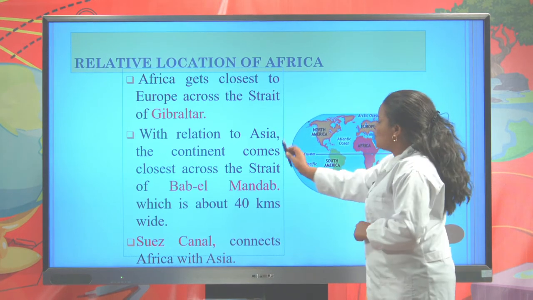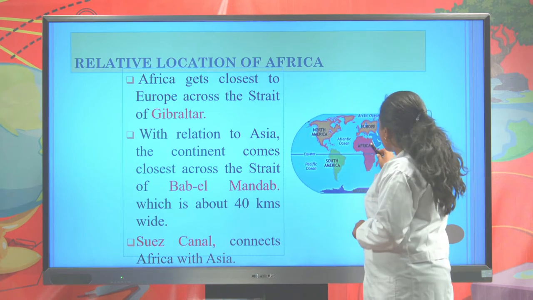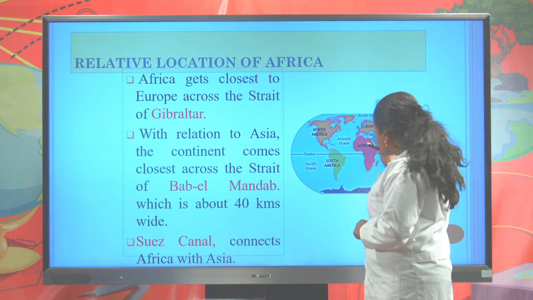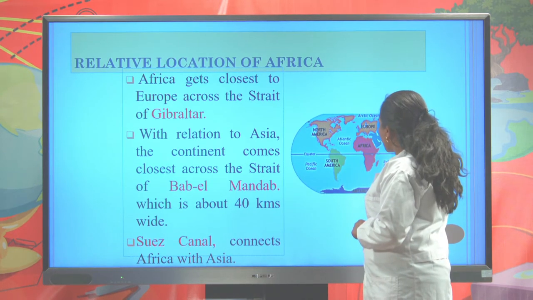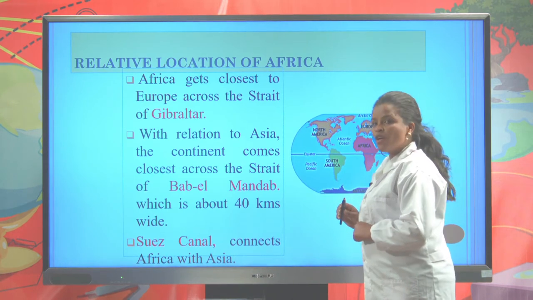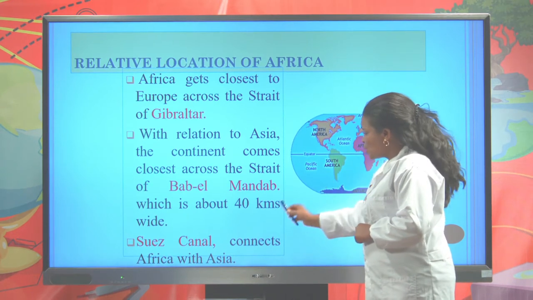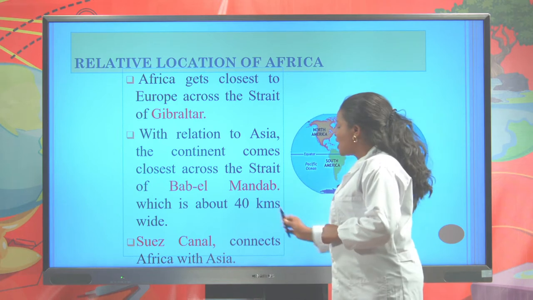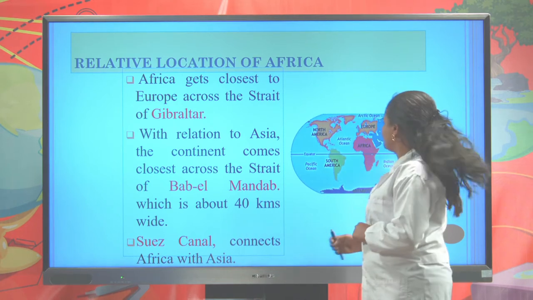The Strait of Bab el-Mandeb connects Africa with Asia. The distance between Africa and Asia is only 40 kilometers. And the Suez Canal also connects Africa with Asia.